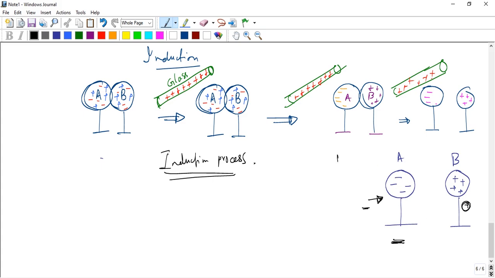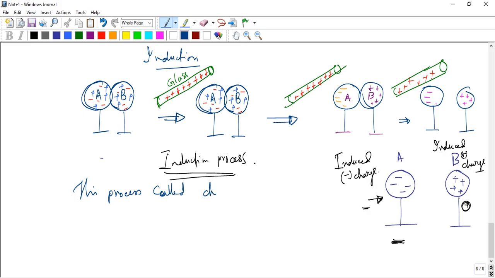This is the induced negative charge, and that is the induced positive charge. Okay, so this process is called charging by induction. Some induced negative charge also gets some induced positive charge.